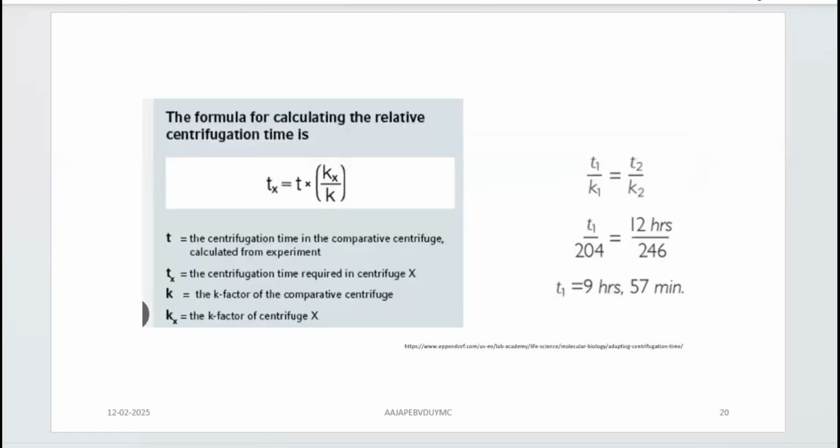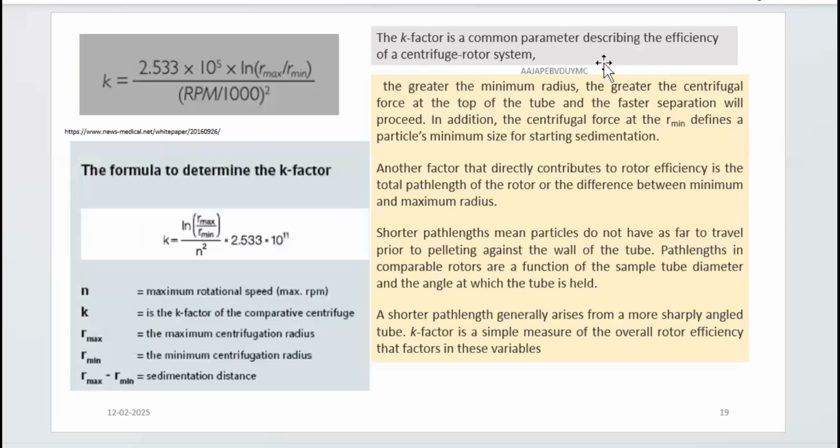So when I say K factor, here it is a common parameter which is going to describe the efficiency of the centrifuge rotor system, and that is going to be helpful when you calculate the K value. It will be helpful to choose which rotor shall I go for, right? So different types of rotors and selection of rotors. The greater the maximum radius, greater is the centrifugal force that we have seen. R minimum is going to have greater centrifugal force at the top of the tube, and faster separation will proceed. In addition, the centrifugal force at the R minimum defines a particle's minimum size for starting sedimentation. So these things we have talked about, right?